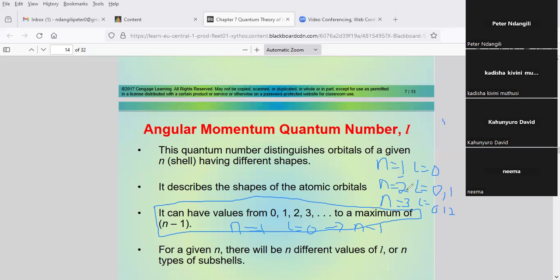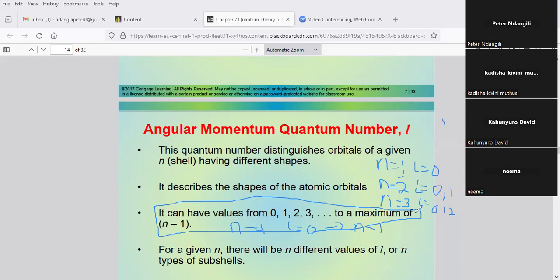When n is equal to 2, the possible values of L are 0 and 1. When n is equal to 3, the possible values are 0, 1, 2. When n is equal to 4, the possible values are 0, 1, 2, 3. It will always go to one value lower than the value of n. Is it understood to the student who asked the question and generally the class?